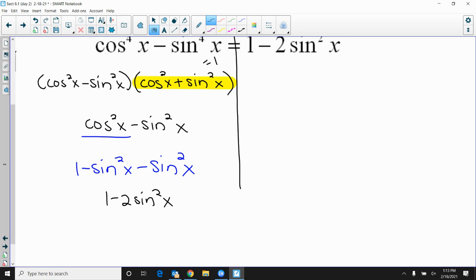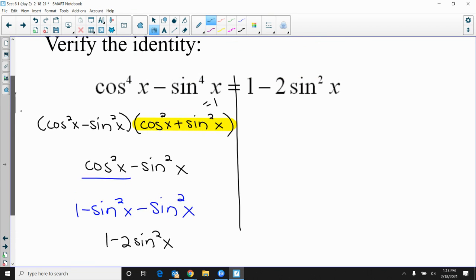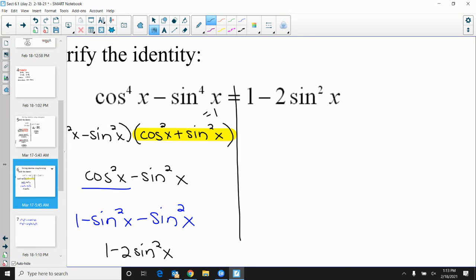All right, so we're good. We got left-hand side equal to the right-hand side, so it is an identity. Okay, it is an identity. All right, you're still factoring.